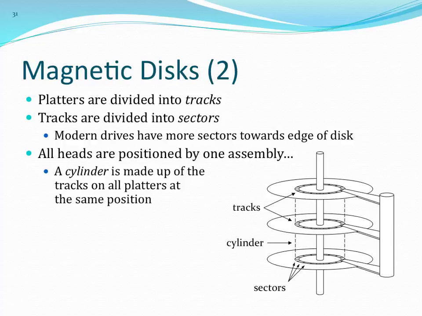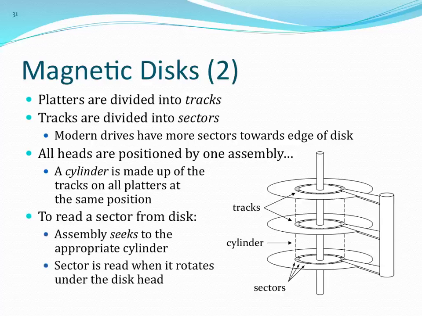Okay, so a cylinder is just the tracks at the same distance from the center on all the different platters, because those we access all at the same time. And when you want to read a sector from the disk, the hard disk does some quick math and figures out, well, what cylinder is that in? What platter do I care about?